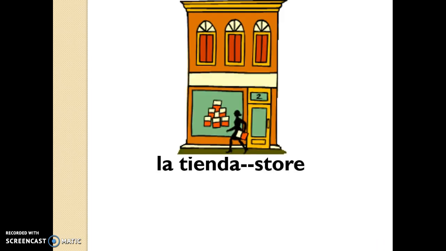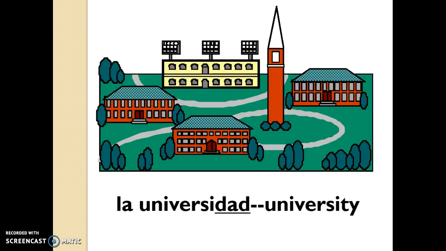Just a store is la tienda, la tienda. And I always try to remember that maybe you just go to a store to buy a tie, tienda, so you can remember that word looks like tie. And la universidad, la universidad. Again, it's a cognate, but remember that suffix, DAD, is always feminine and translates to TY. La universidad.